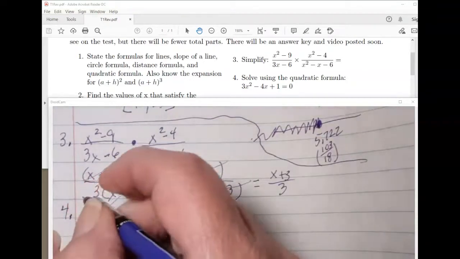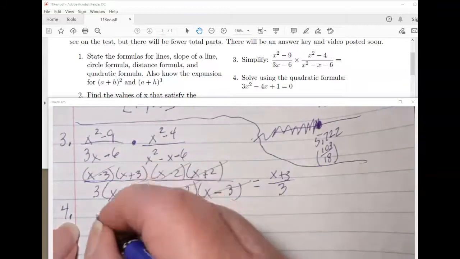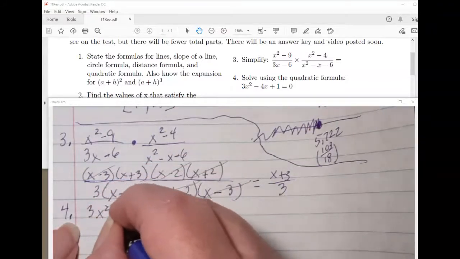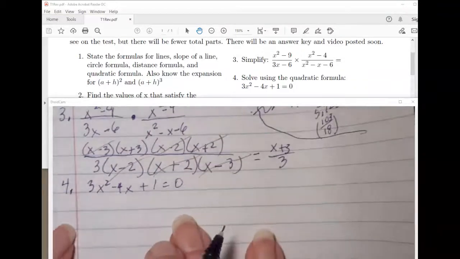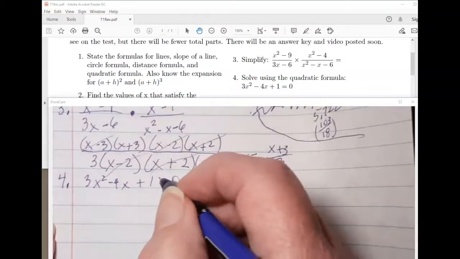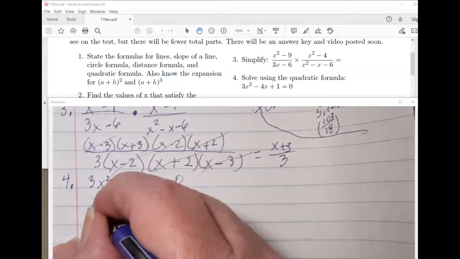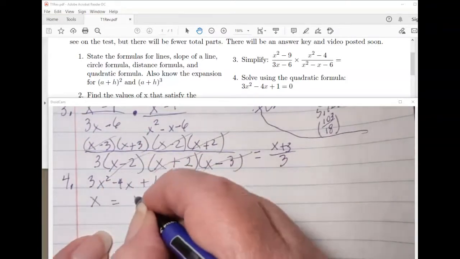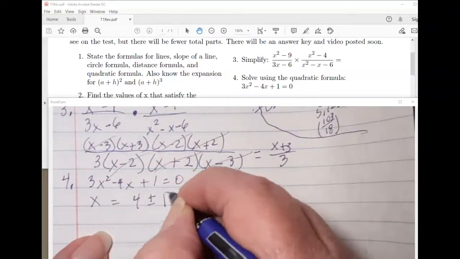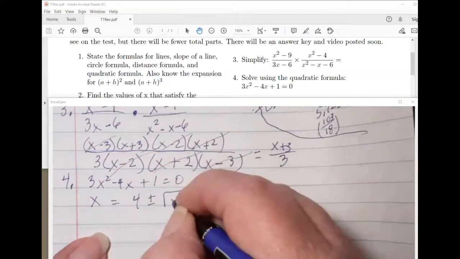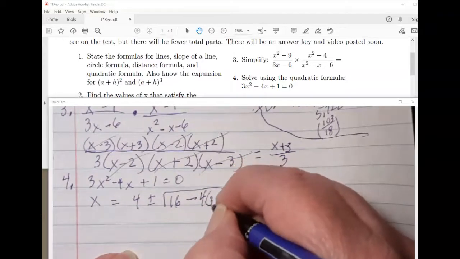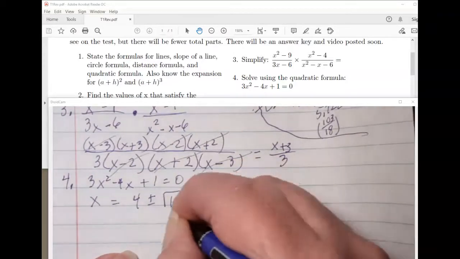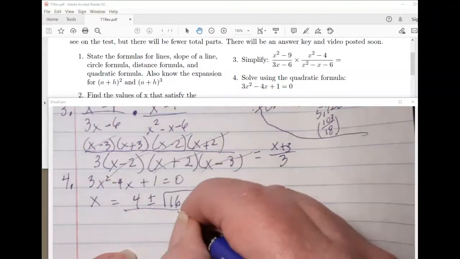Number 4, I want to solve using the quadratic. 3x squared minus 4x plus 1 equals 0, which means that I have 3 is a, negative 4 is b, and 1 is c. So this gives me x is equal to minus b, that's 4, plus or minus the square root of b squared, that's negative 4 squared gives me 16, minus 4ac, which is 4 times 3 times 1, all over 2a. 2a would be 6.